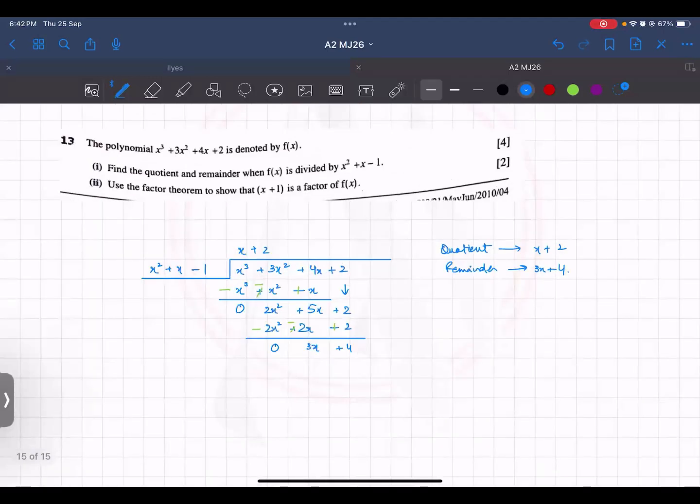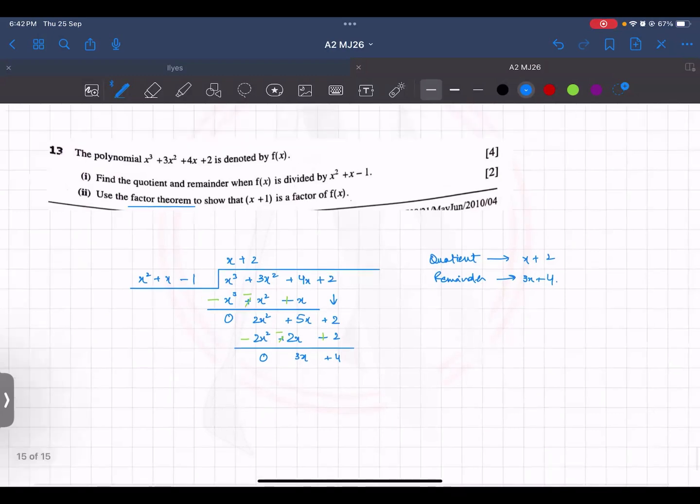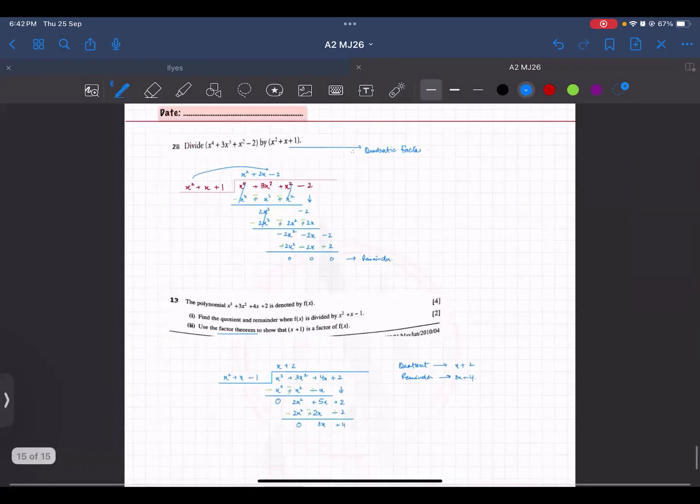Now the second part: use the factor theorem to show that x plus 1 is a factor. Now this is something new. We don't know about this. This is the new topic. So what is this one? Now we know how to do the long division.